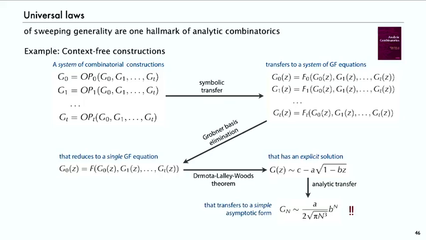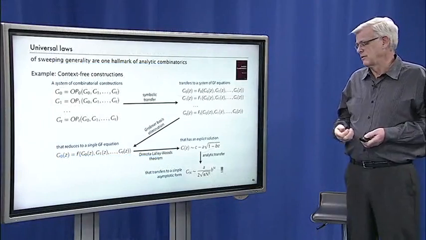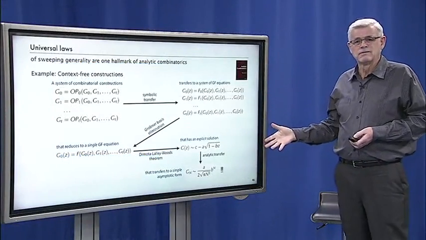So the analytic transfer theorem from singularity analysis that we just did gives this simple asymptotic form. You have a context-free construction, it's going to be A over 2 square root of pi n cubed, B to the n, where A and B are constants that we can compute. It's an amazingly general universal law, and there are several universal laws that we know.